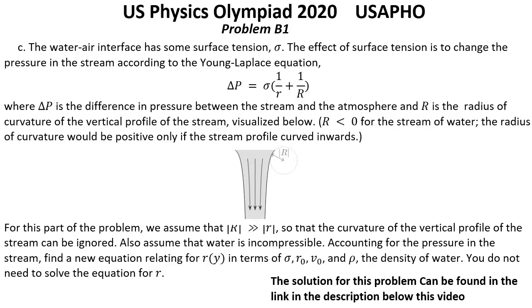Accounting for the pressure in the stream, find the new equation for r(y) in terms of σ, r0, v0, and ρ, the density of water. You do not need to solve the equation for r.